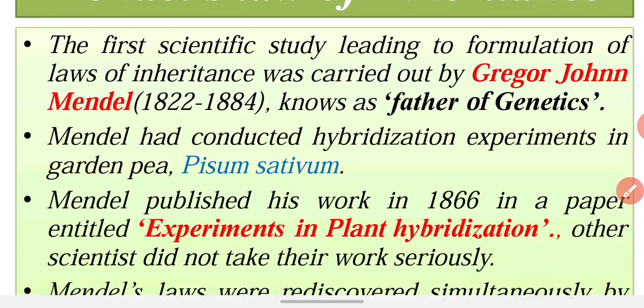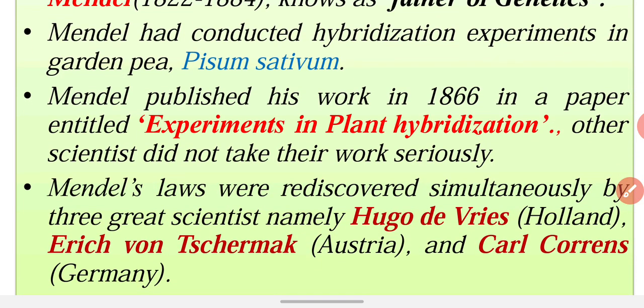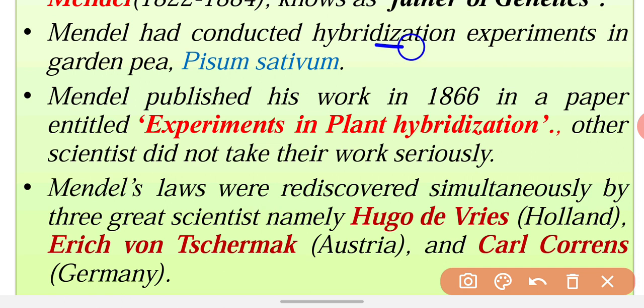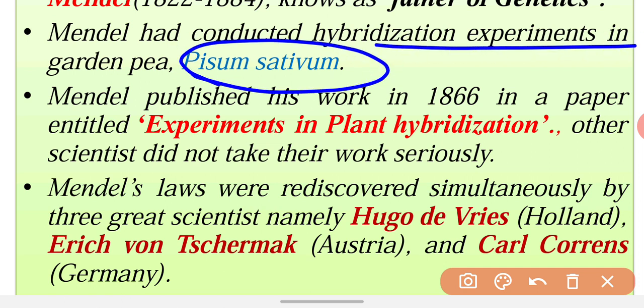Mendel was a great scientist who conducted hybridization experiments in the garden pea, also known as Pisum sativum. The life span of the garden pea is about 3 to 4 months, and all types of morphological characters are easily seen in this plant.